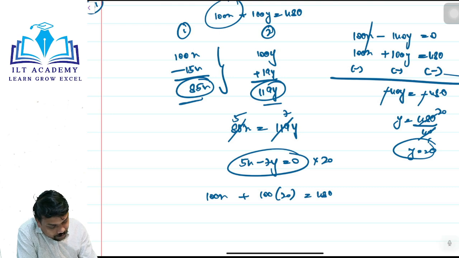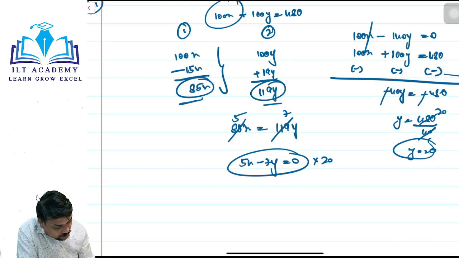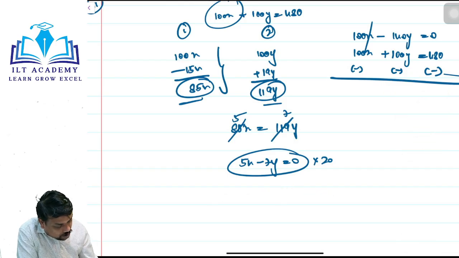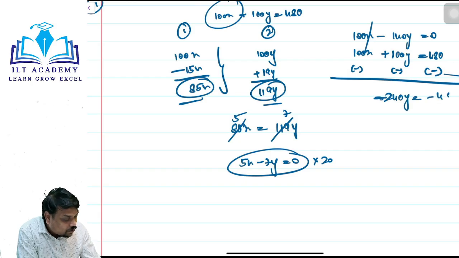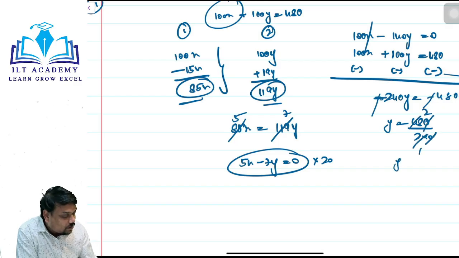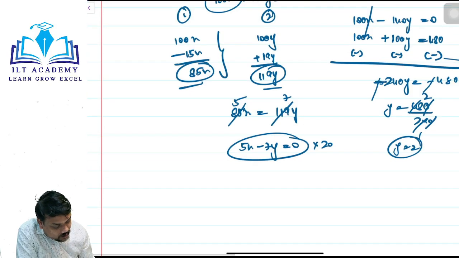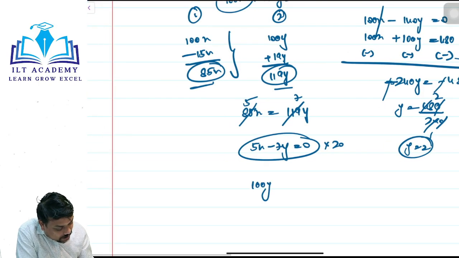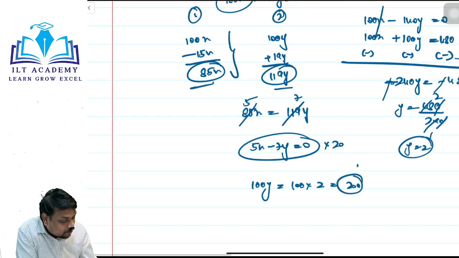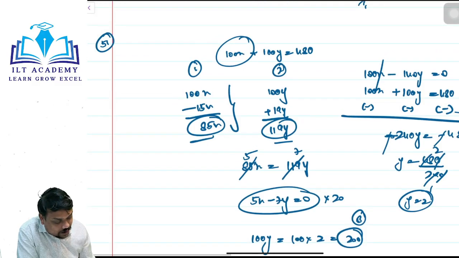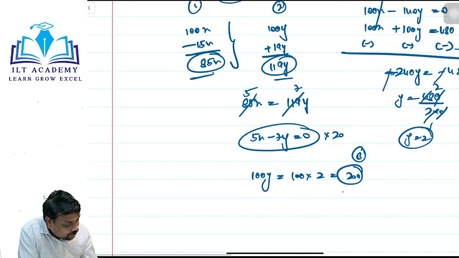Sorry, small mistake. This will come out as minus 240y is equal to minus 480, minus minus cancel. Y is equal to 480 divided by 240, 0 1s are, 2s are 480. Y is equal to 2. Y is 2 means 100y is our first article. So 100 into 2 is 200. Okay, if the price of the B article is 200, then the price of the A article becomes 280.